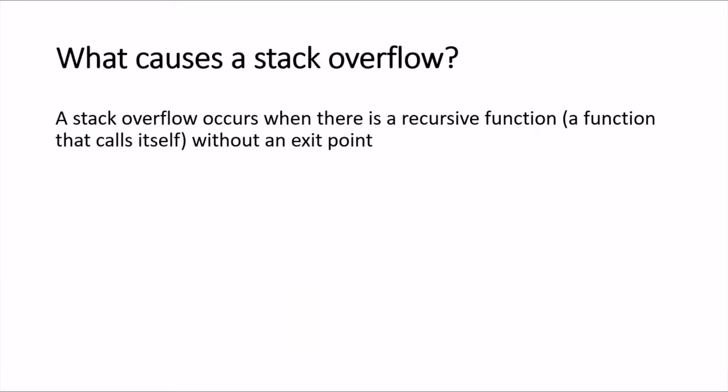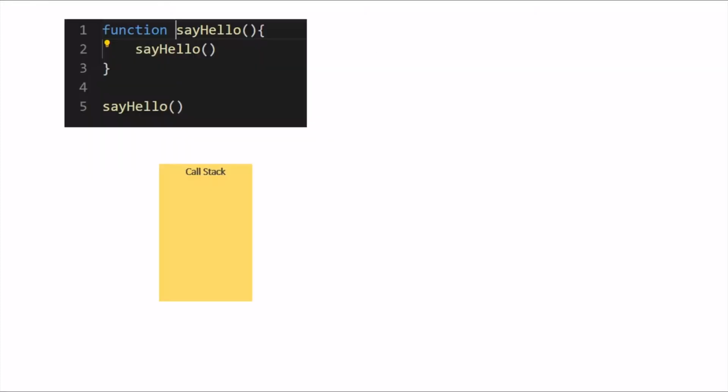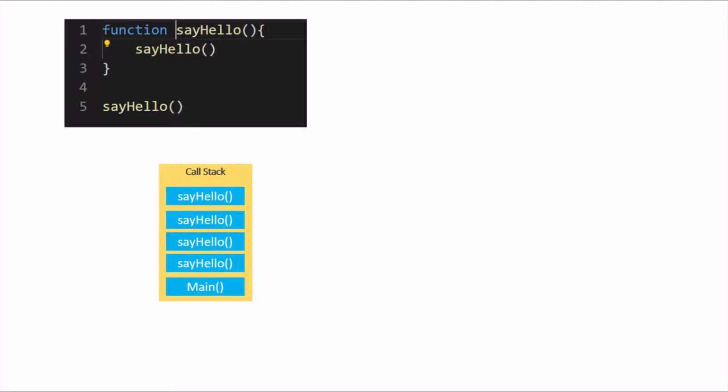What causes a stack overflow? A stack overflow occurs when there's a recursive function, a function that calls itself again and again without an exit point. Let's see the stack overflow in an example. Here we have a function called sayHello, and in the return it returns the same function, sayHello. And here in the call stack we have sayHello. The sayHello will call itself again, sayHello, and it repeats again and again. There's no exit point. And as we see here, the stack overflow happened.